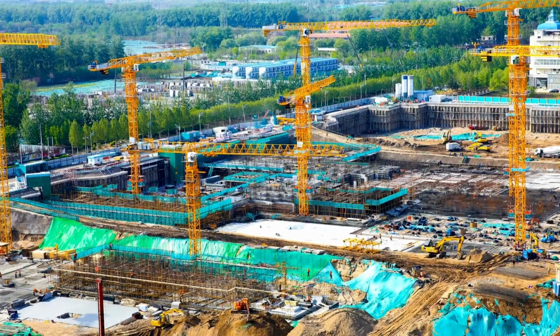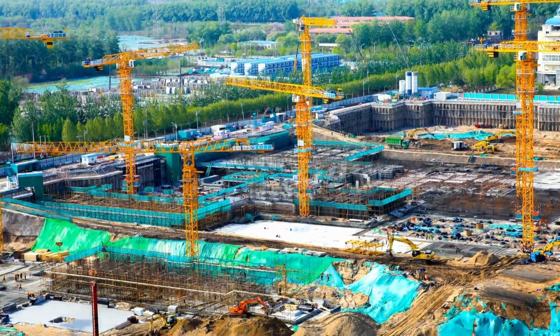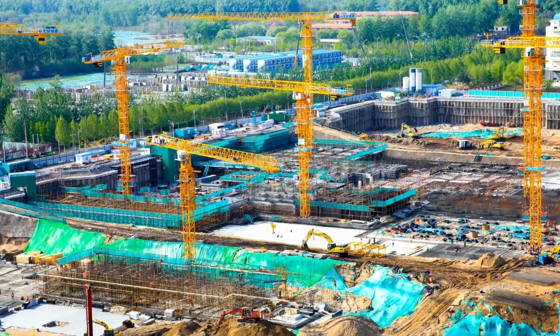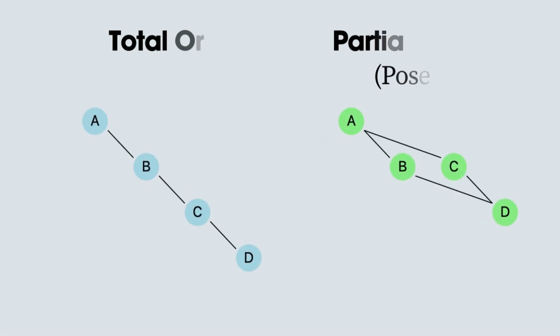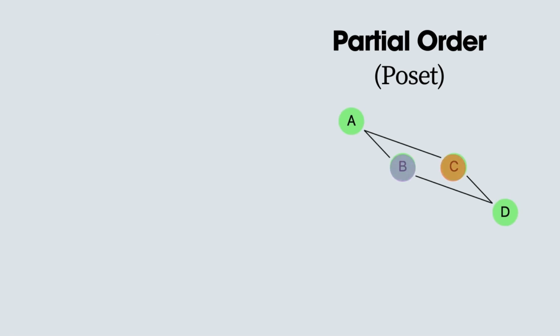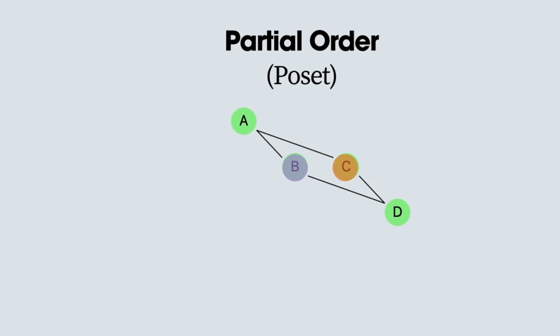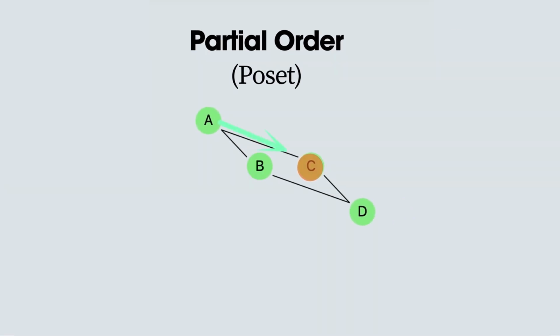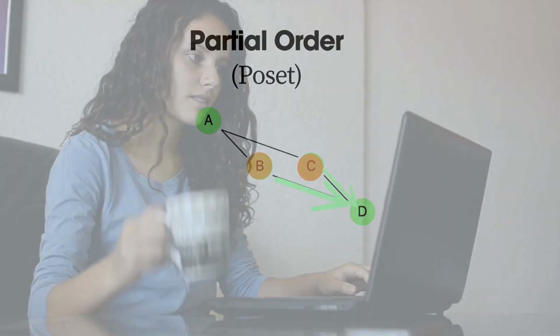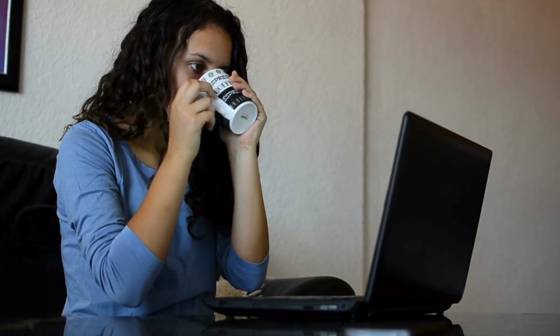But real-world events are often more complex. That's where partial orders, or posets, come in. Look at the diagram on the right. Here we still have some clear relationships. A comes before both B and C, and both B and C come before D. But notice how B and C aren't connected. This means they're independent or concurrent events. They're free to happen in any order or even at the same time, just like in real life where you might check your email while having coffee.